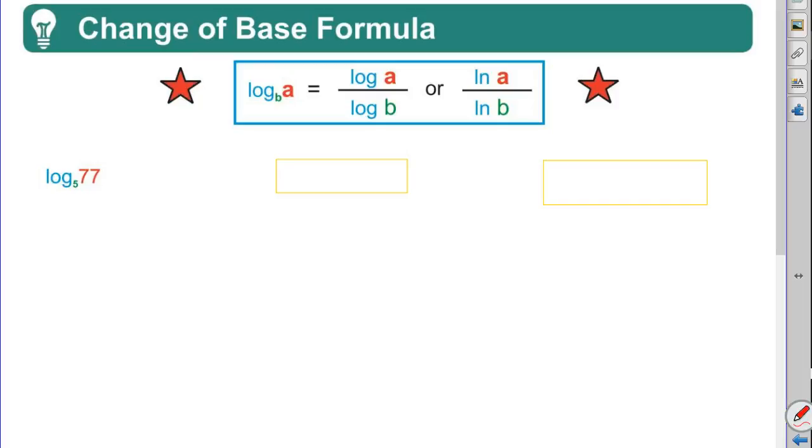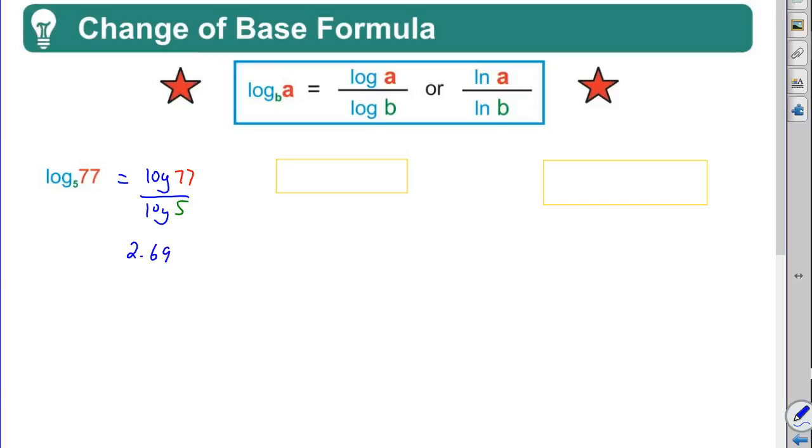So how do I apply that? This is going to be the log, or the natural log, of 77 over the log, or common log or natural log, whatever you do on the top, you do the same thing on the bottom, of 5. So you just punch that in your calculator. I'm going to punch in the log of 77 divided by the log of 5. And here's my answer.